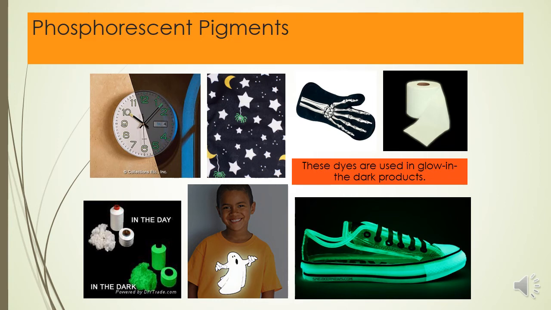Phosphorescent pigments, these are glow in the dark. These are the ones that react to darkness. So top left hand side there, you've got a watch where the numbers light up because they've got the glow in the dark phosphorescent paint. You can have fun curtains that glow in the dark, or stickers for the ceiling.